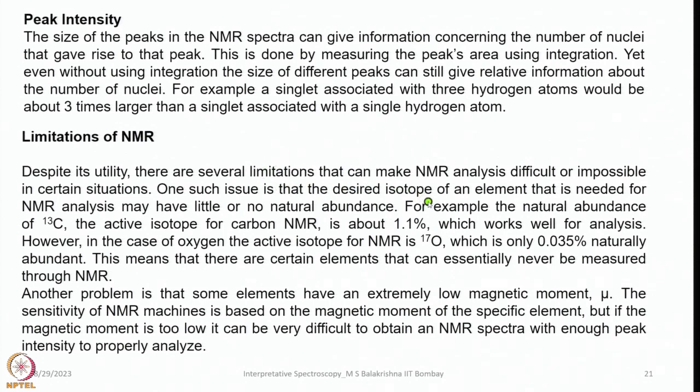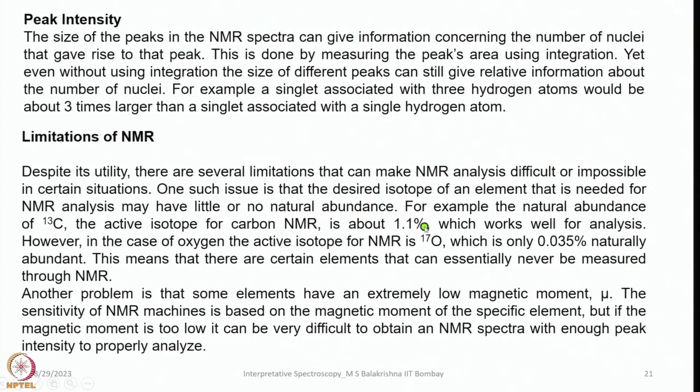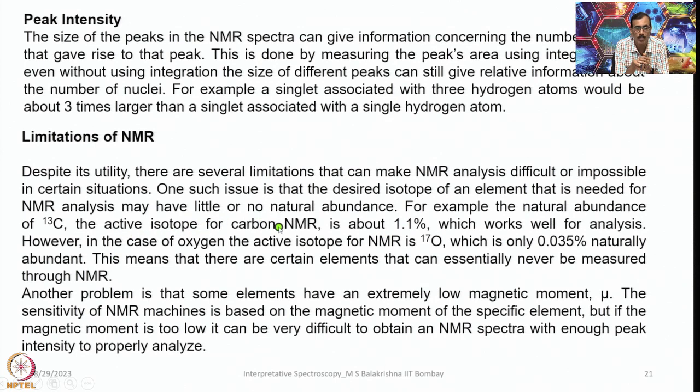One such limitation is that the desired isotope and element needed for NMR analysis may have little or no natural abundance. For example, I may be interested in a particular isotope of a nucleus which is NMR active, but that may be in very insignificant quantity in natural resources. Consider the natural abundance of 13C, the active isotope for carbon NMR with I equals half. It is about 1.1%, whereas the rest is 12C, which is NMR inactive because its I value is 0. Still, 1.1% is quite sufficient to plot a 13C NMR spectrum, and it can help to a great extent in elucidating the structure and getting a lot of information.